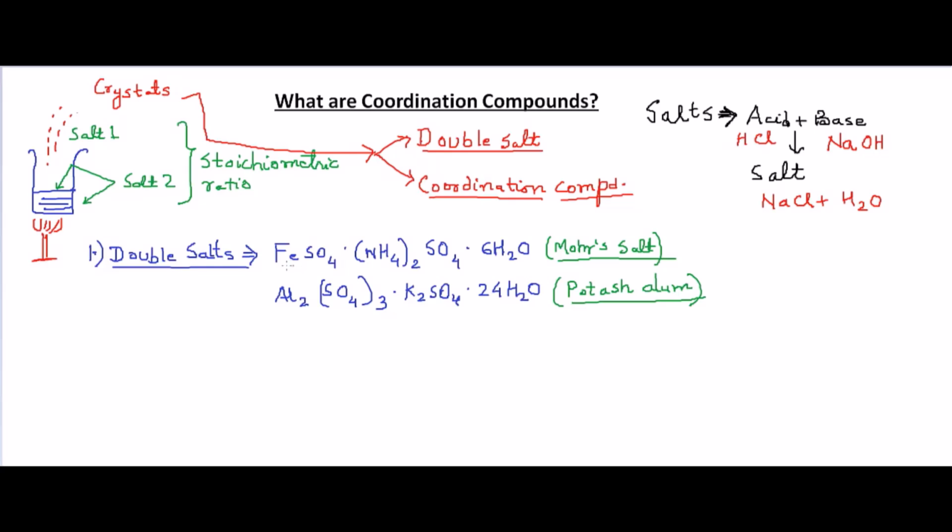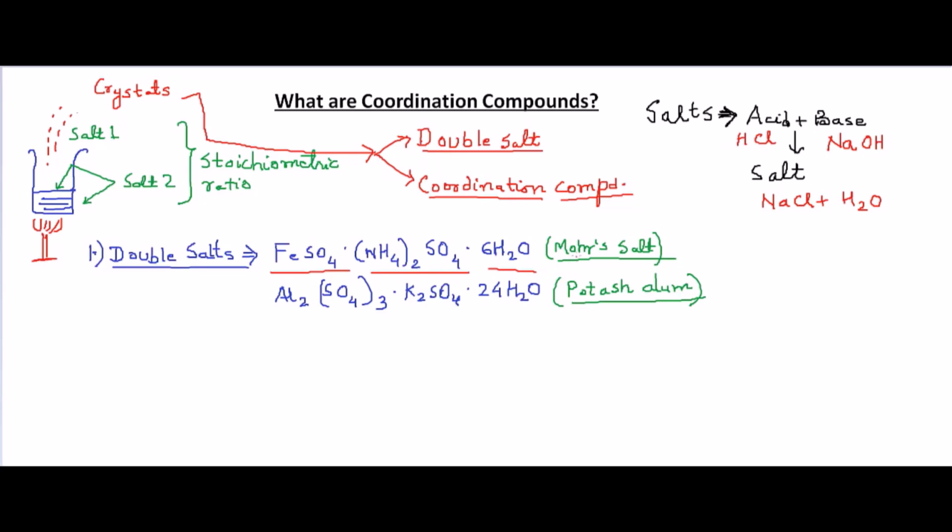So what is a double salt? See, it contains a mixture of two kinds of salt: ferrous sulfate, ammonium sulfate, and water of crystallization, 6H2O. Similarly, the potash alum contains aluminum sulfate and potassium sulfate and 24 water of crystallization molecules. So these are known as double salts. Why are these known as double salts? Because they are simple mixtures of two salts in stoichiometric ratios.